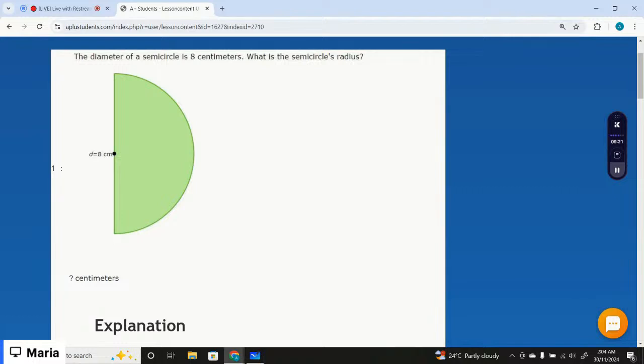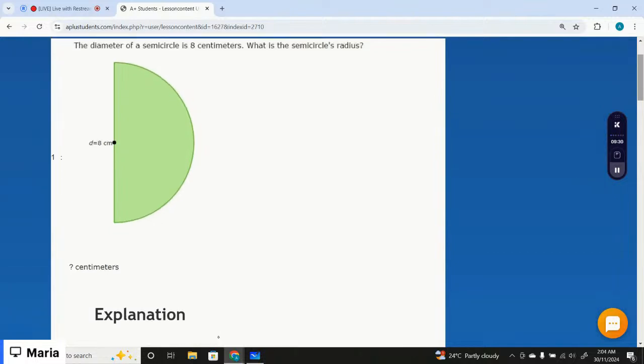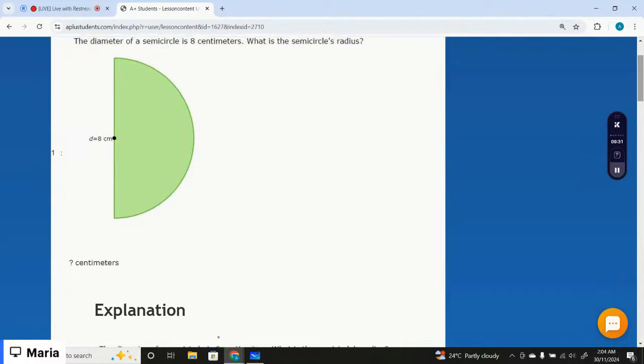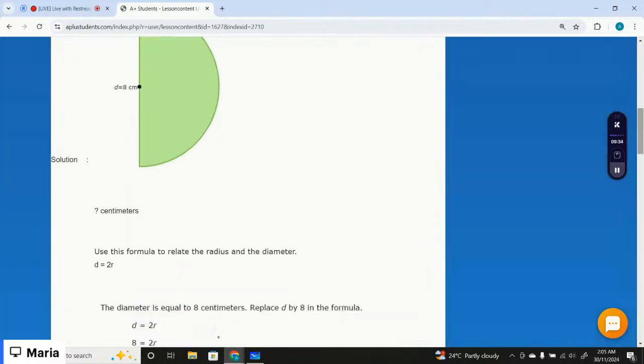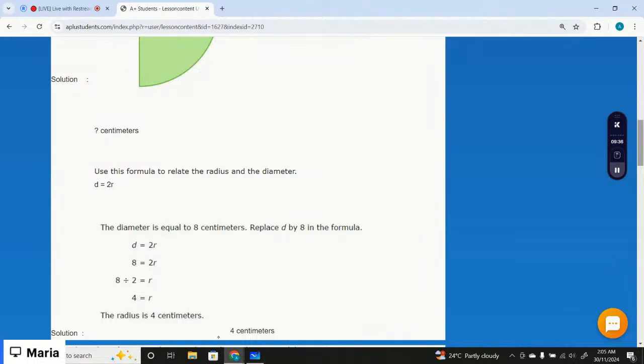The diameter of the semicircle is 8 centimeters. What is the semicircle's radius? So the radius of the semicircle is diameter divided by 2. The diameter is 8, and 8 divided by 2 is 4 centimeters. So the radius is 4 centimeters.